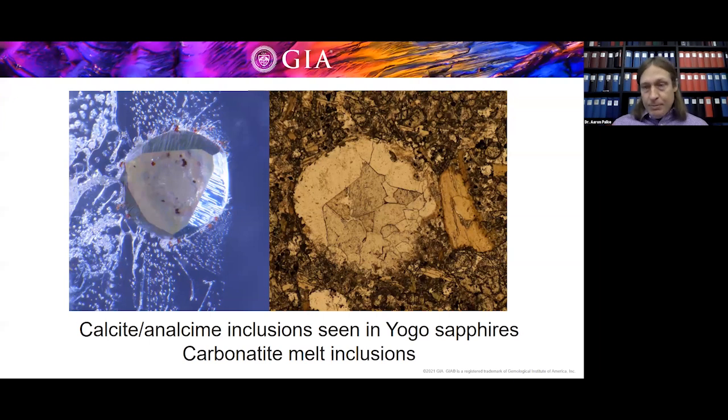A carbonatite melt, or carbonatite magma, is a magma that's composed dominantly of carbonate minerals. So calcite, and there are some sodium and potassium carbonate minerals you can have in there as well. These are rare magmas in the earth, but it suggests that when this Yogo sapphire was growing, there was this carbonatite melt alongside it. This carbonatite melt in some way was interacting with the sapphire as it was growing, and it was somehow related to the growth of this sapphire.